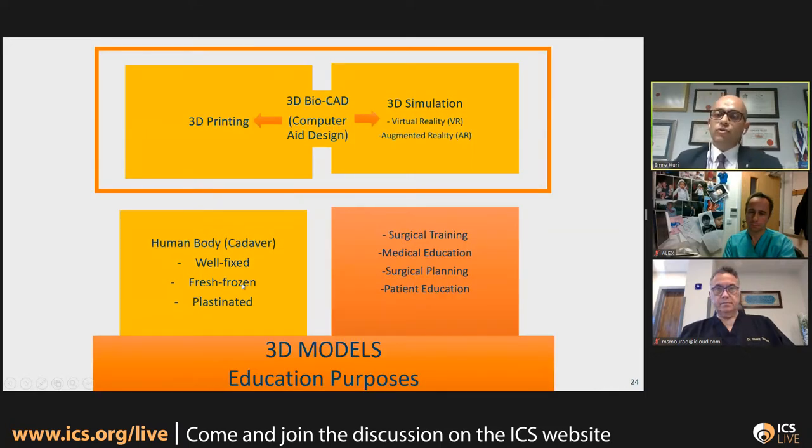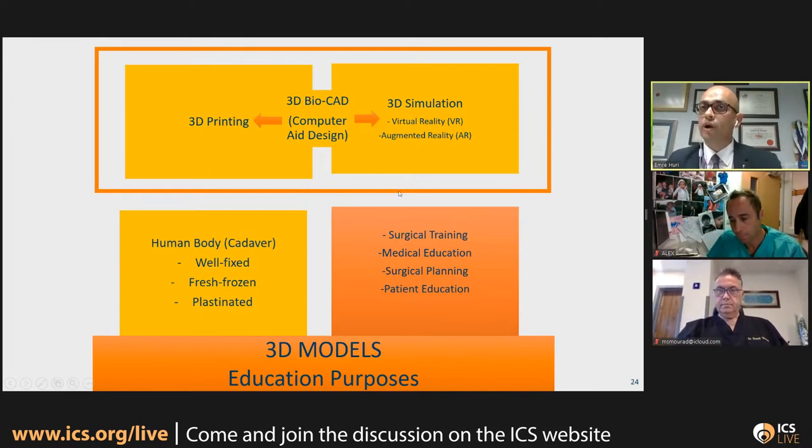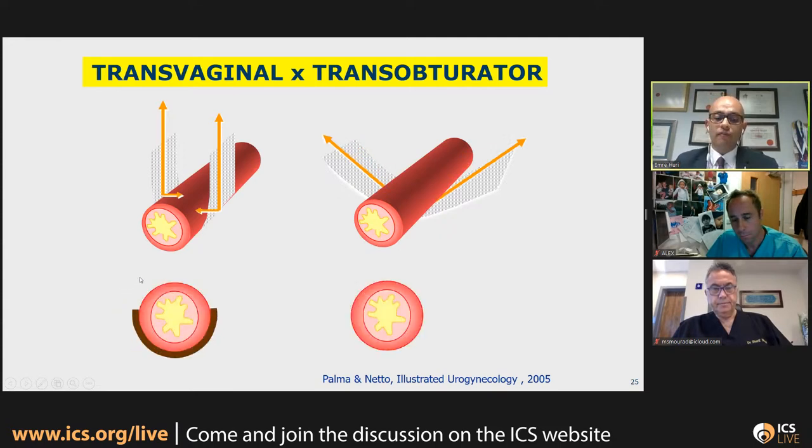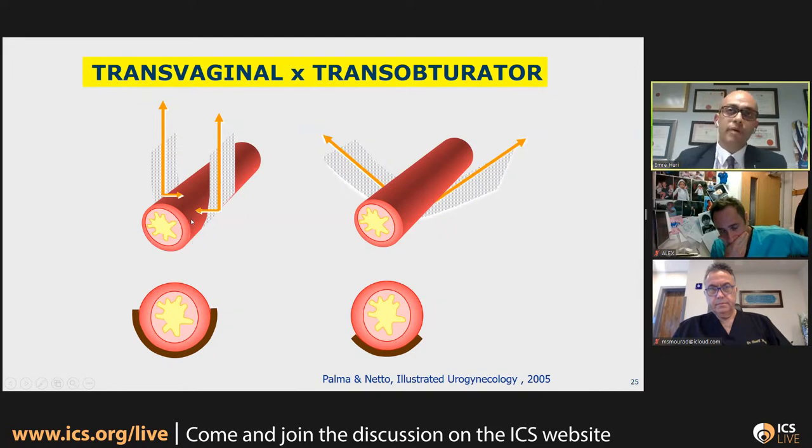Now, I would like to stress the importance of 3D models, especially for education purposes. The 3D models are used in education for a better understanding of the complex female anatomy. The human body, the cadaveric corpse, 3D printing models, and 3D simulation are important for our aims for surgical training, medical education, surgical planning, and patient education. However, the important issue is that the weakening of this anatomical formation is an important factor in stress-type urinary incontinence. Therefore, surgical procedures that mimic the anatomic formations are planned and performed.